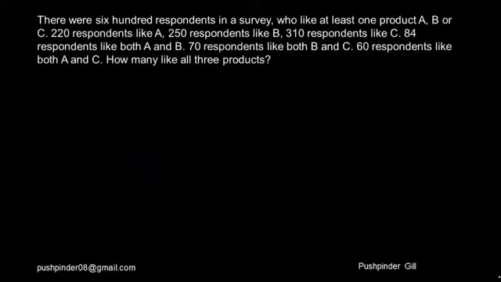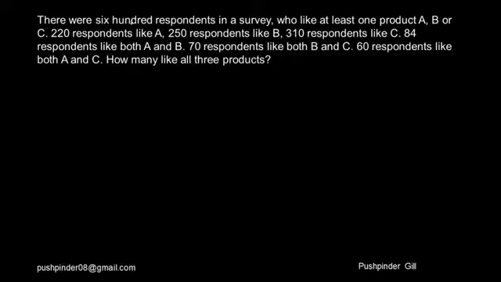So there were 600 respondents in a survey who like at least one of the products A, B or C. 220 respondents like product A, 250 like B, and 310 respondents like C. 84 like both A and B, 70 like both B and C, 16 like both A and C. How many like all three products? Now you'll see, oh my god, lots of information. But if you understand the expression that I've told you about A union B union C, you'll understand exactly what he's asking for.